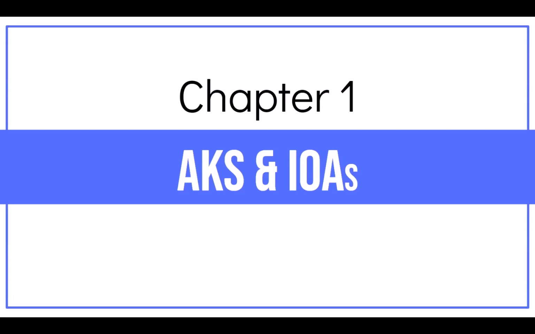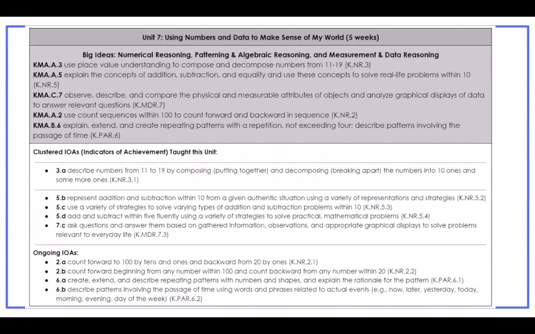In Chapter 2 of this video, we will look to see how the AKS and IOAs in this unit are paced in detail. This unit has 5 AKS. Under the AKS, you will find the IOAs. At the end of each AKS and IOA, you will see the state coding in parentheses. If you want to look for resources on the Georgia Department of Education website, you will use this state coding.